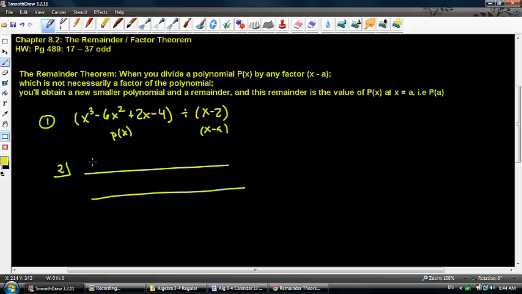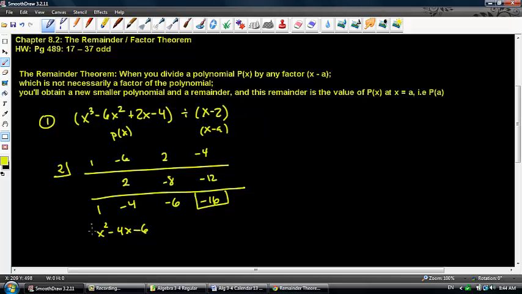And I'm going to go and copy down my coefficients here. It's 1, negative 6, 2, and negative 4. So I'm going to go ahead and synthetically divide. I get 1 here, a 2, a negative 4, a negative 8, a negative 6, a negative 12, and a negative 16. Negative 16 being my remainder. So my new polynomial is going to be x squared minus 4x minus 6.